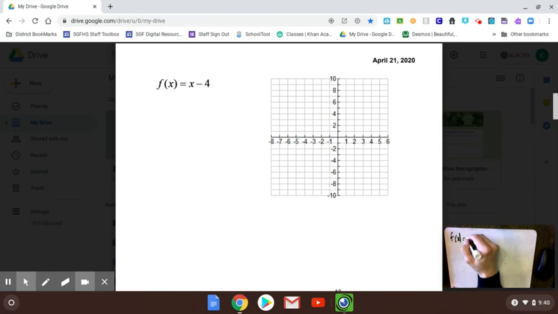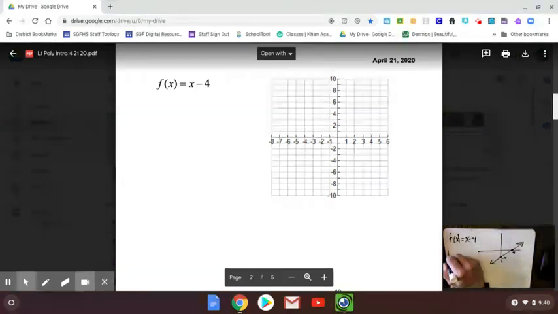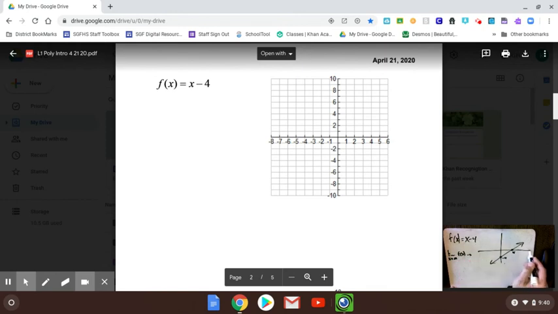f of x equals x minus 4. All right, everybody knows what this graph looks like. We've got a y-intercept of -4. We've got an x-intercept of +4. We have no asymptotes, but what I'm interested in is what happens long term. Well, as x gets wicked big, so does y. As x gets wicked negative, so does y. So we have this behavior happening right here.